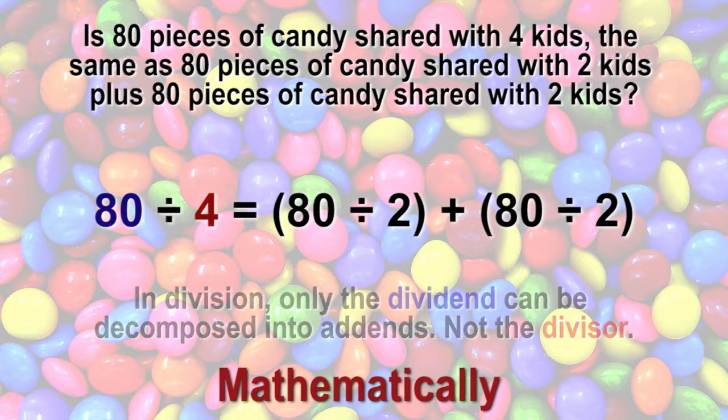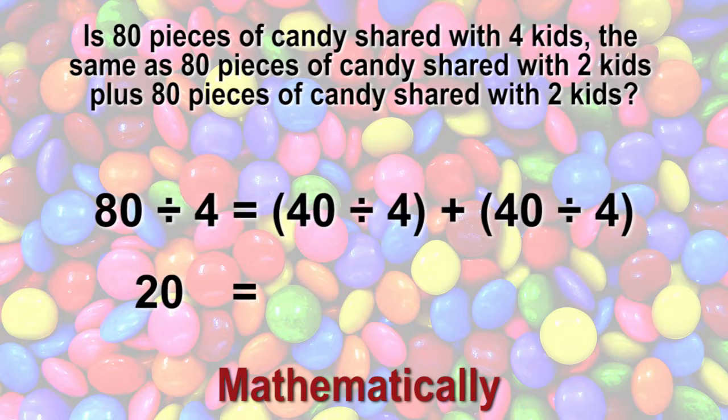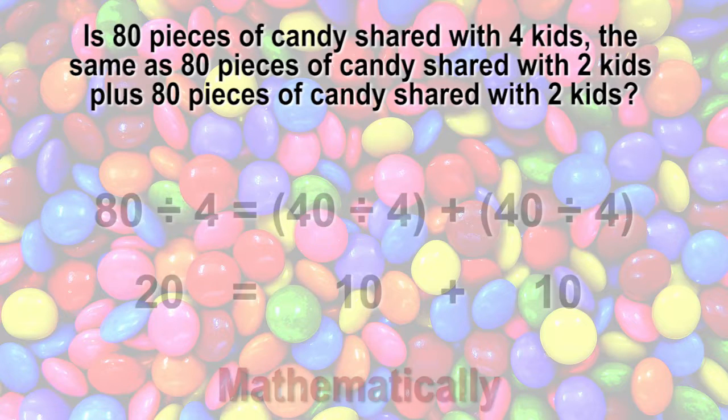For example, if I decompose the dividend into 40 and 40, I can divide 40 divided by 4 plus 40 divided by 4 to equal 20. Now our equation is true. 80 divided by 4 equals 20.